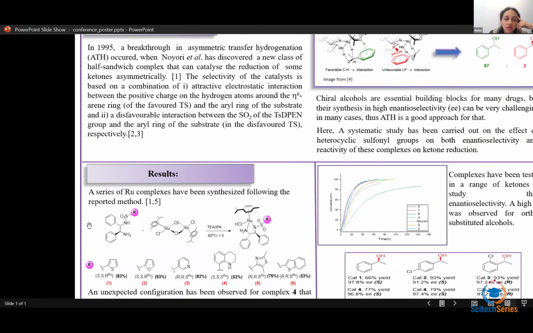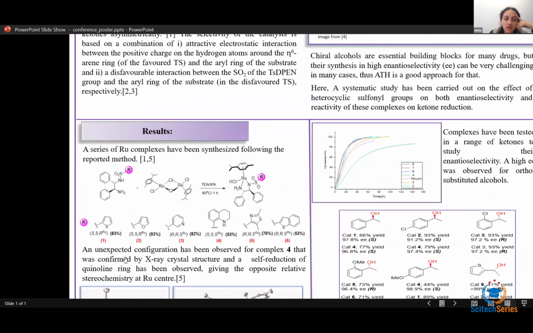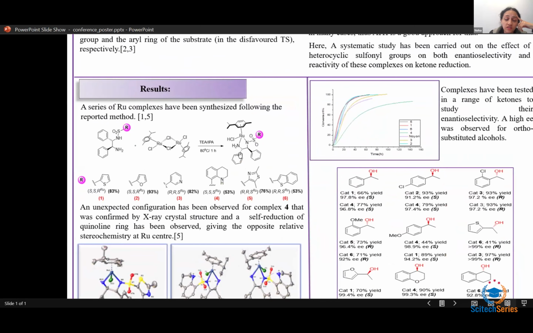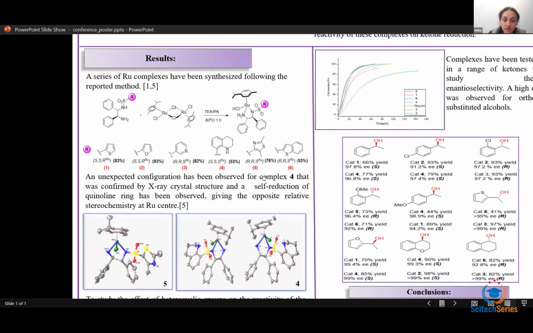In the beginning, the ligand was synthesized using the reported method and reacted with a ruthenium source, usually a dimer. It's a quite quick reaction, just in triethylamine and IPA for 1 hour, and you get your complex. By this way we synthesized 6 complexes. For this kind of catalyst, you should check the configuration of the complexes. So X-ray structures were obtained, this is the X-ray for complex number 5, and this is the X-ray for complex number 4.